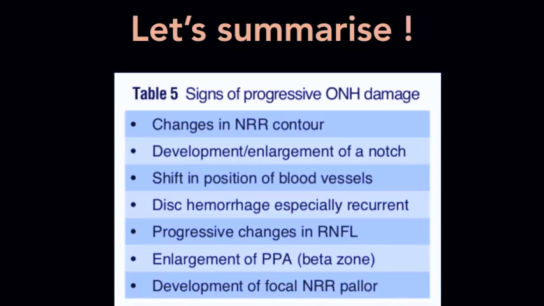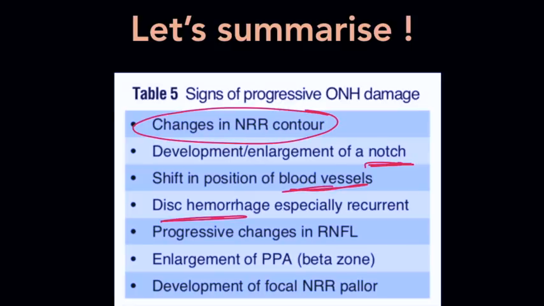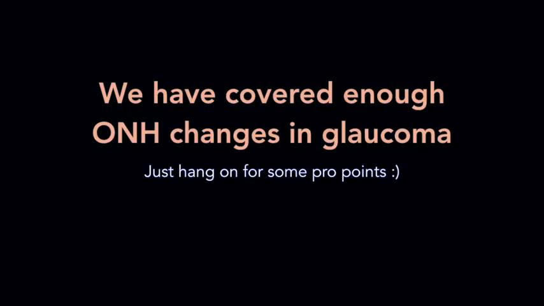And there are important signs of progressive optic nerve damage. The first and important being whenever there's a change in the contour of the neuroretinal rim, a presence of a notch, or an enlargement of the notch, a change in position of the blood vessels, disc hemorrhage, a change in retinal nerve fiber layer defects, enlargement of the beta zones, and development of focal pallor of the neuroretinal rim. More than the pallor, the important is contour. That's why the pallor has been put as the last one.